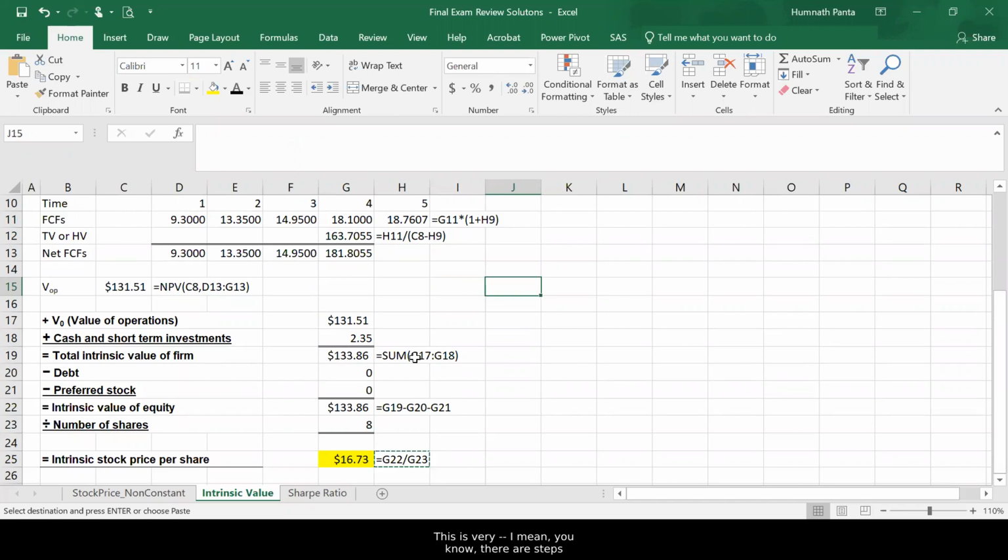There are steps, but this is actually finding the present value of uneven cash flows and then making some adjustments. In this case, definitely the cash flows are free cash flows.